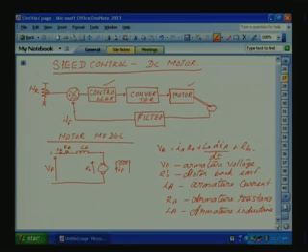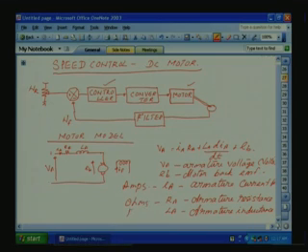This should be in Henrys. This should be in volts. This should be in volts. This should also be in amperes. This should be amps. This should be in ohms. This should be in Henry.